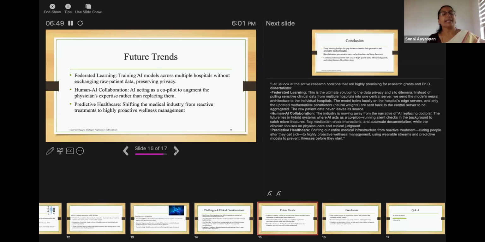The next one is human-AI collaboration. The industry is moving away from the narrative of AI replacing doctors. No, it won't happen. Anywhere AI comes into existence, obviously humans have to be involved. In this, I would like to shed a small light on something. We are now hearing that in almost every multi-speciality hospital, there are surgeries being done by robots. Have you ever thought about how this is being done?